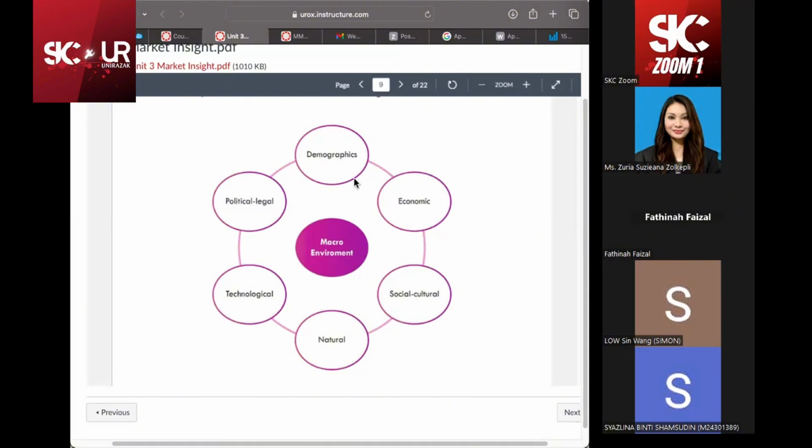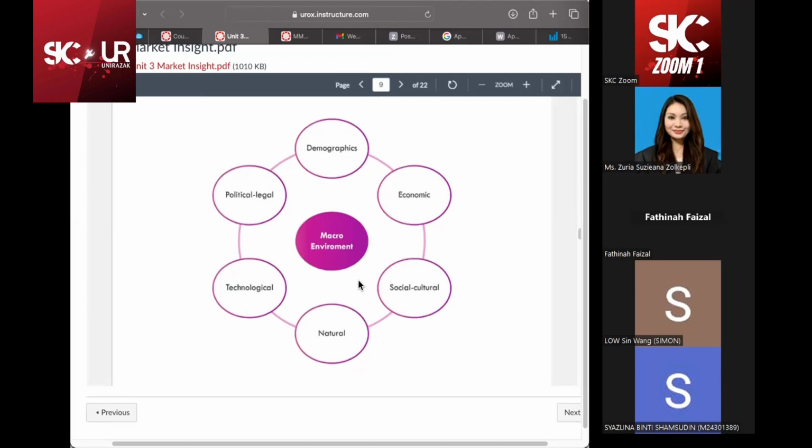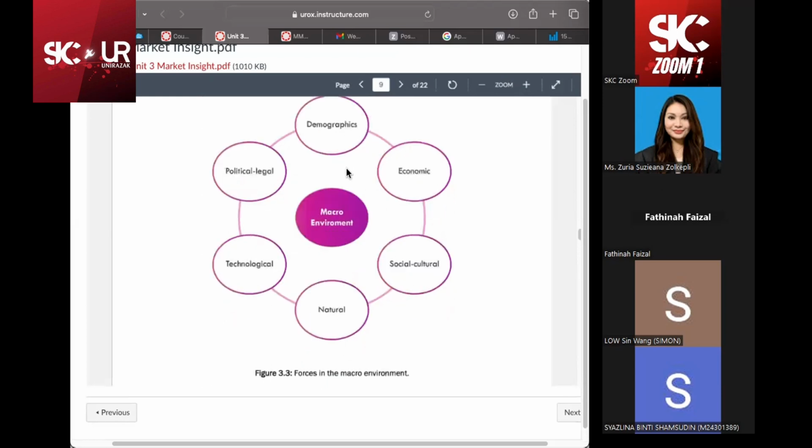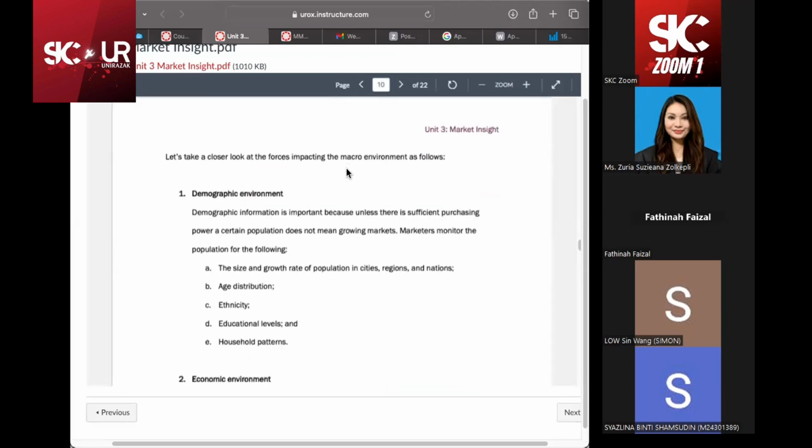For example, demographic, social, cultural, and economic factors. This one you have to put in your term paper, okay? But like I said before, not too much on this. Only put what is relevant to that company. Don't tell me what demographic is. Don't tell me what I'm telling you now. And the information is here.